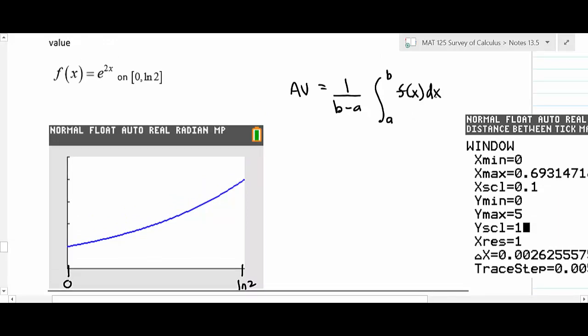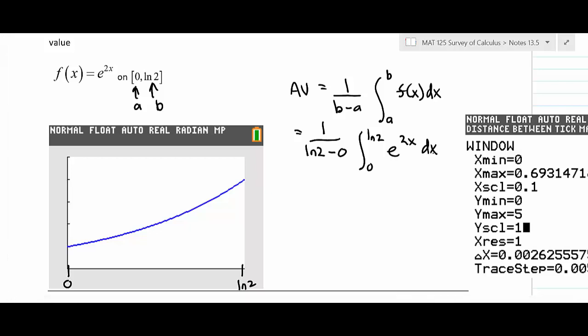So anytime you're asked to find an average value, you just got to set that integral up. Okay? What's a and what's b? A is 0, b is ln2. I'm using ln2 because it makes it easy. Okay, so what we have is 1 over b, which is ln2, a is 0, so you get that plugged in. Then you're going to do the integral from 0 to ln2 of e to the 2x dx like that. So once you work that integral out, you'll have what the average value is then.